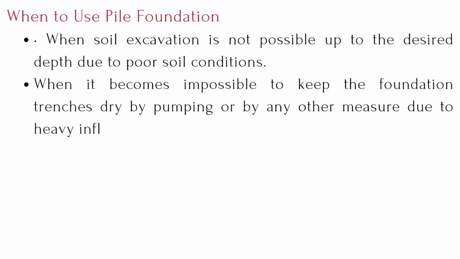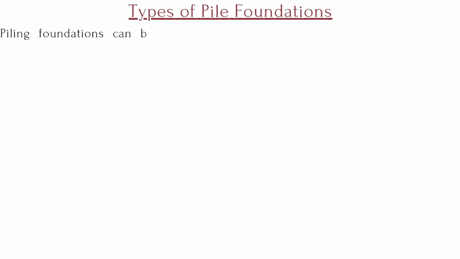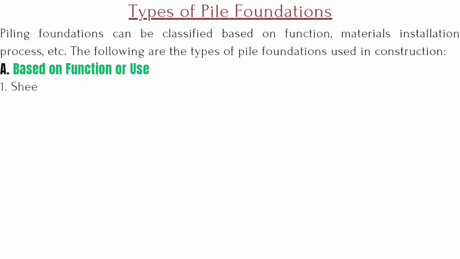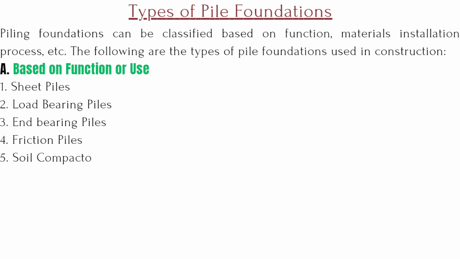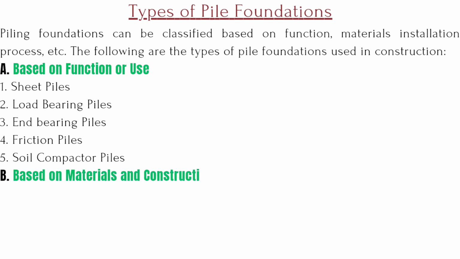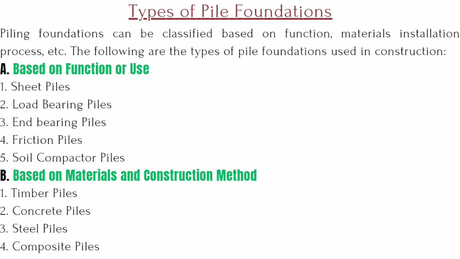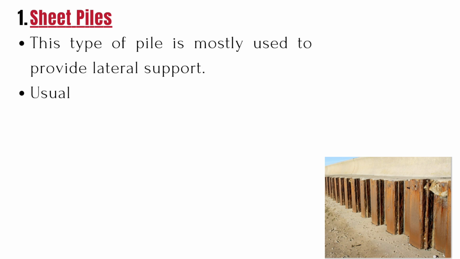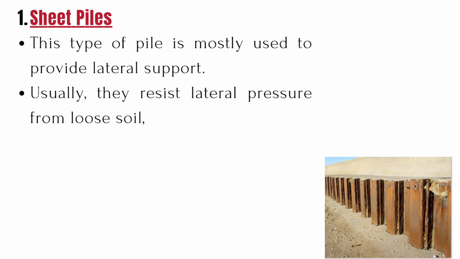When to use pile foundation? When the groundwater table is high, foundation piles are the best solution. Heavy and non-uniform loads from the superstructure are imposed. Other types of foundations are costlier or not feasible. When the soil at shallow depth is compressible, when there is a possibility of scouring due to its location near the riverbed or seashore, when there is a canal or deep drainage system near the structure, when the soil excavation is not possible up to the desired depth due to poor soil conditions, when it becomes impossible to keep the foundation trenches dry by pumping or by any other measures due to heavy inflow of seepage.